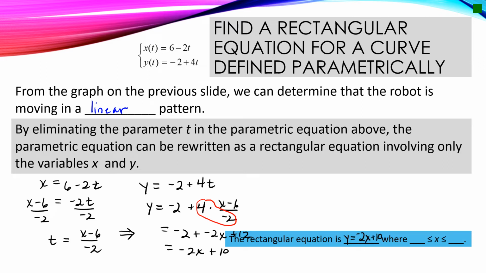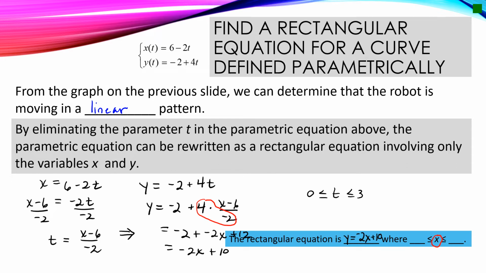And you might recall that we had a limitation on t. We said that the t values were between 0 and 3. If we've eliminated the t variable, then we have to rewrite that restriction on the domain in terms of what our new domain is, which is x. So in other words, when you go back and look at the picture of that robot's movement, along the x-axis, we only saw x values from what to what.